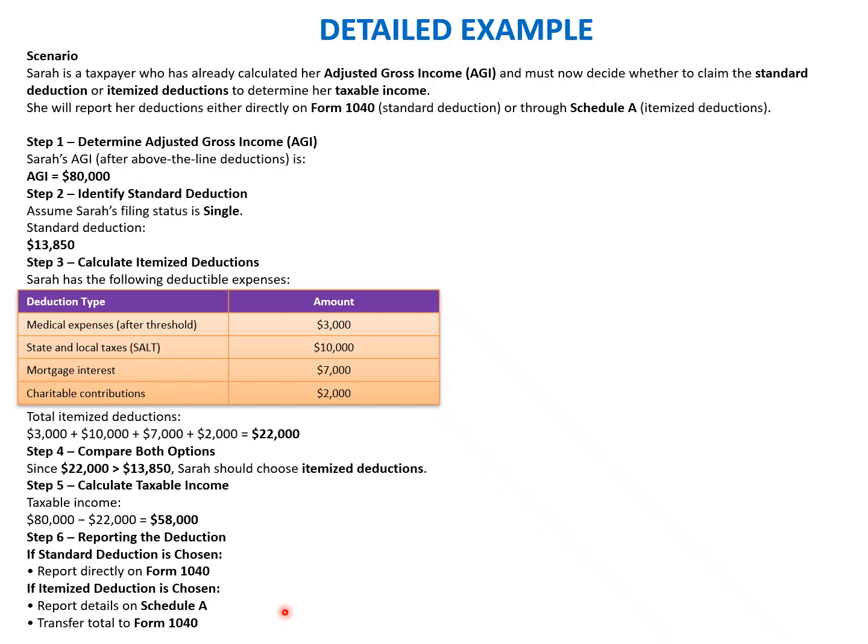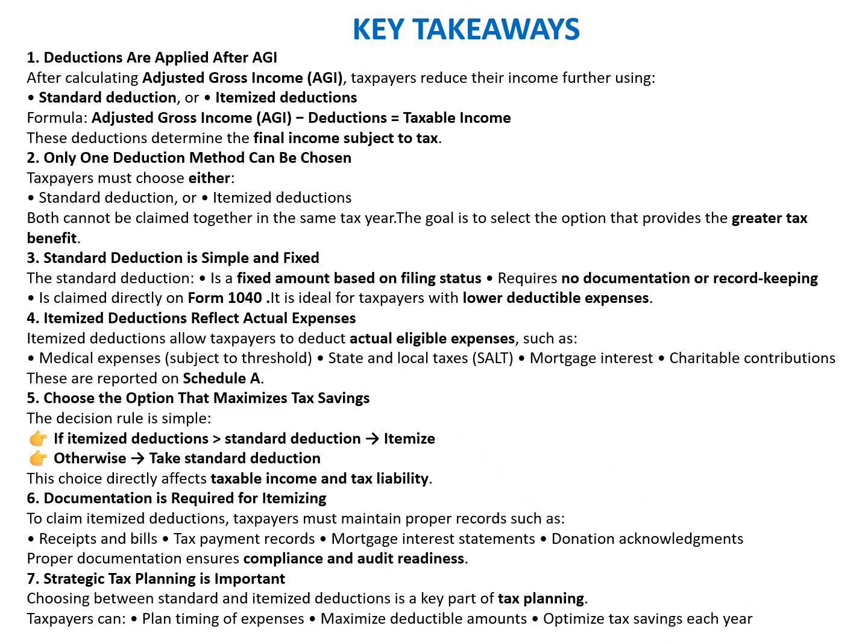This is a quick demonstration of how an individual can compare both deductions and then take the call. This is the best of the two options. So with this, we'll move to the final takeaway slide for this chapter. Okay, so now what are the key takeaways from this chapter?